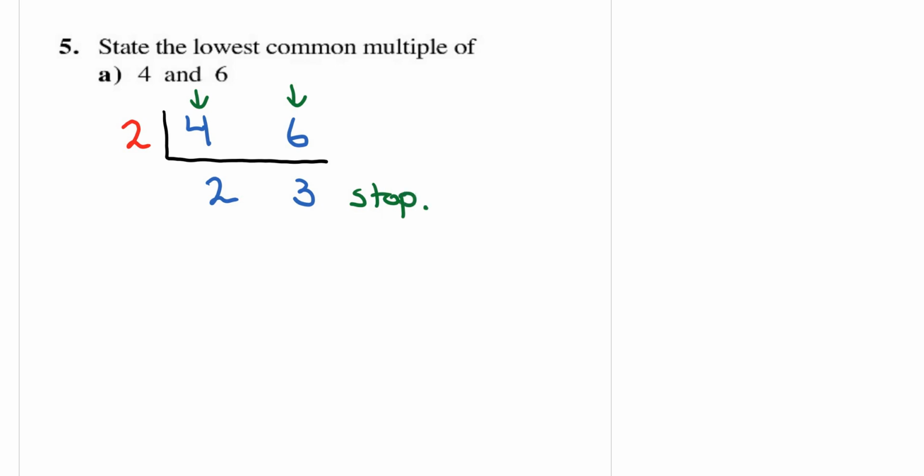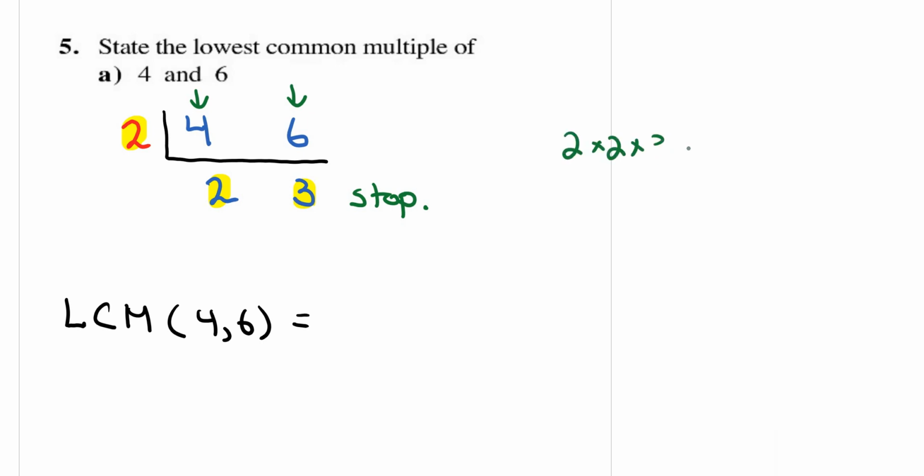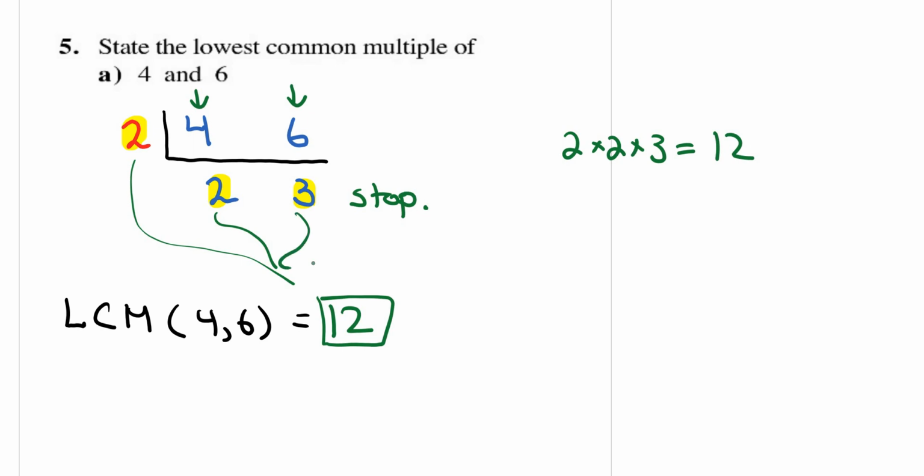And if you want to find your LCM, your least common multiple of 4 and 6, this time when we find the lowest common multiple, you just take all the outside numbers like 2, 2, and 3. So if you multiply 2 times 2 times 3, you will get 12. So the least common multiple is 12. Once again, you're just multiplying those 3 numbers together to get 12.